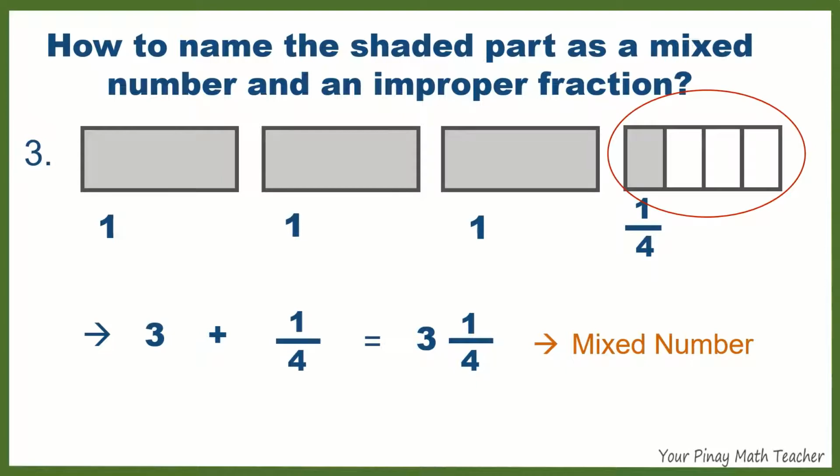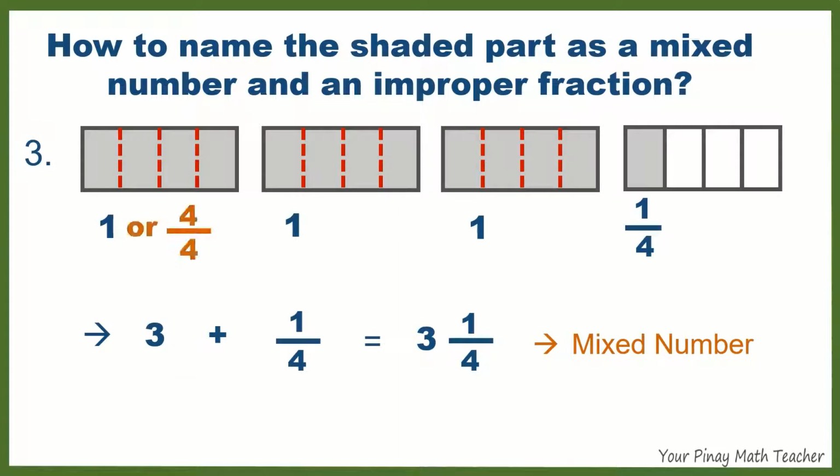Since the last rectangle is divided into 4 equal parts, we can also divide the first 3 rectangles into 4 equal parts this way. The second is also divided into 4 equal parts, and so with the third. Each whole can now be renamed as 4/4, 4/4, 4/4. So we have 3 4/4.